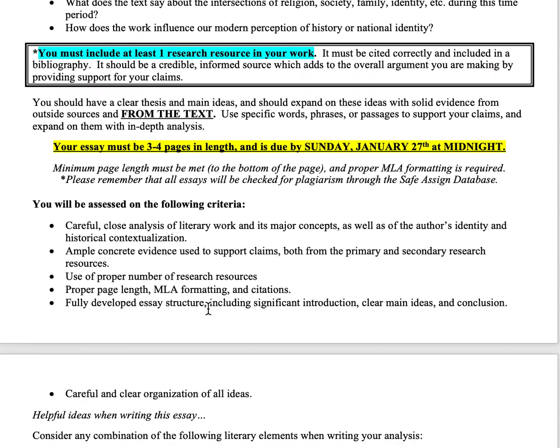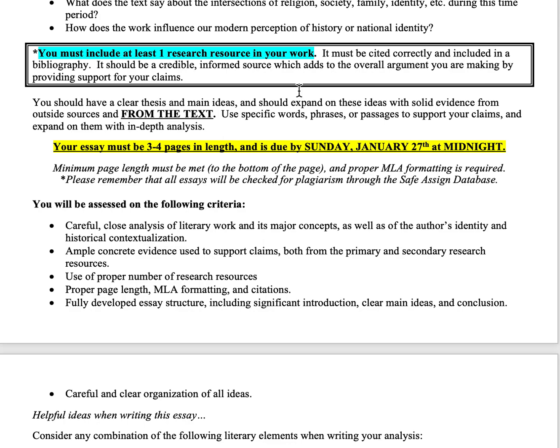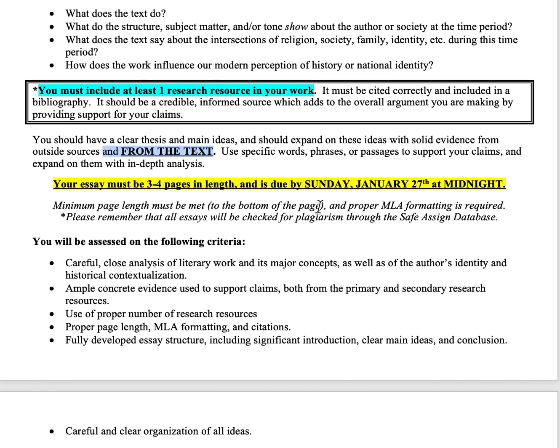And make sure that you are following the structure of a solid argument. So make sure you have clear main ideas, and a good thesis statement in your introduction that makes an argument about the text, and then expand on that with evidence from your outside source and from the text. So make sure that you're pulling in lots of quotes from the text that show what you're talking about. You want to use specific words, phrases, or passages to support your claims, and then expand on that with your own analysis.